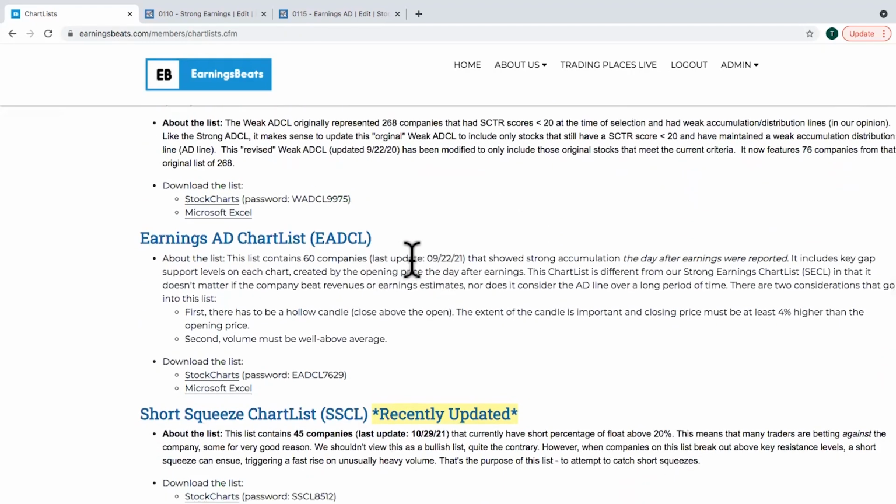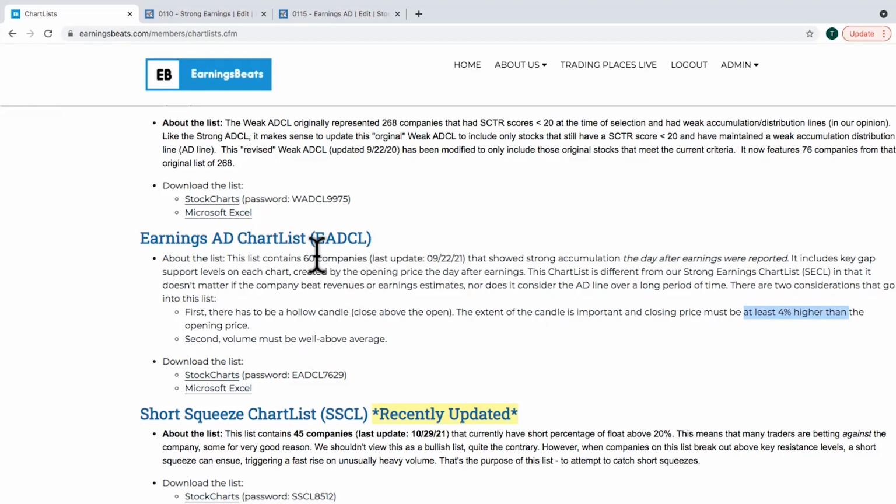Then we move down to the earnings AD chart list. This is simply looking at the day after companies report earnings. What do they do from the opening bell to the closing bell? And the ones that do the best, obviously, if you're closing above your open, if you're familiar with candlesticks, then you know that you're going to have a hollow candlestick if you're closing above your open. And we don't want just any old hollow candlestick. We want the big hollow candlesticks. We want companies that are rising at a minimum of 4% above their opening price. They have to close the day after earnings at least 4% above their open.